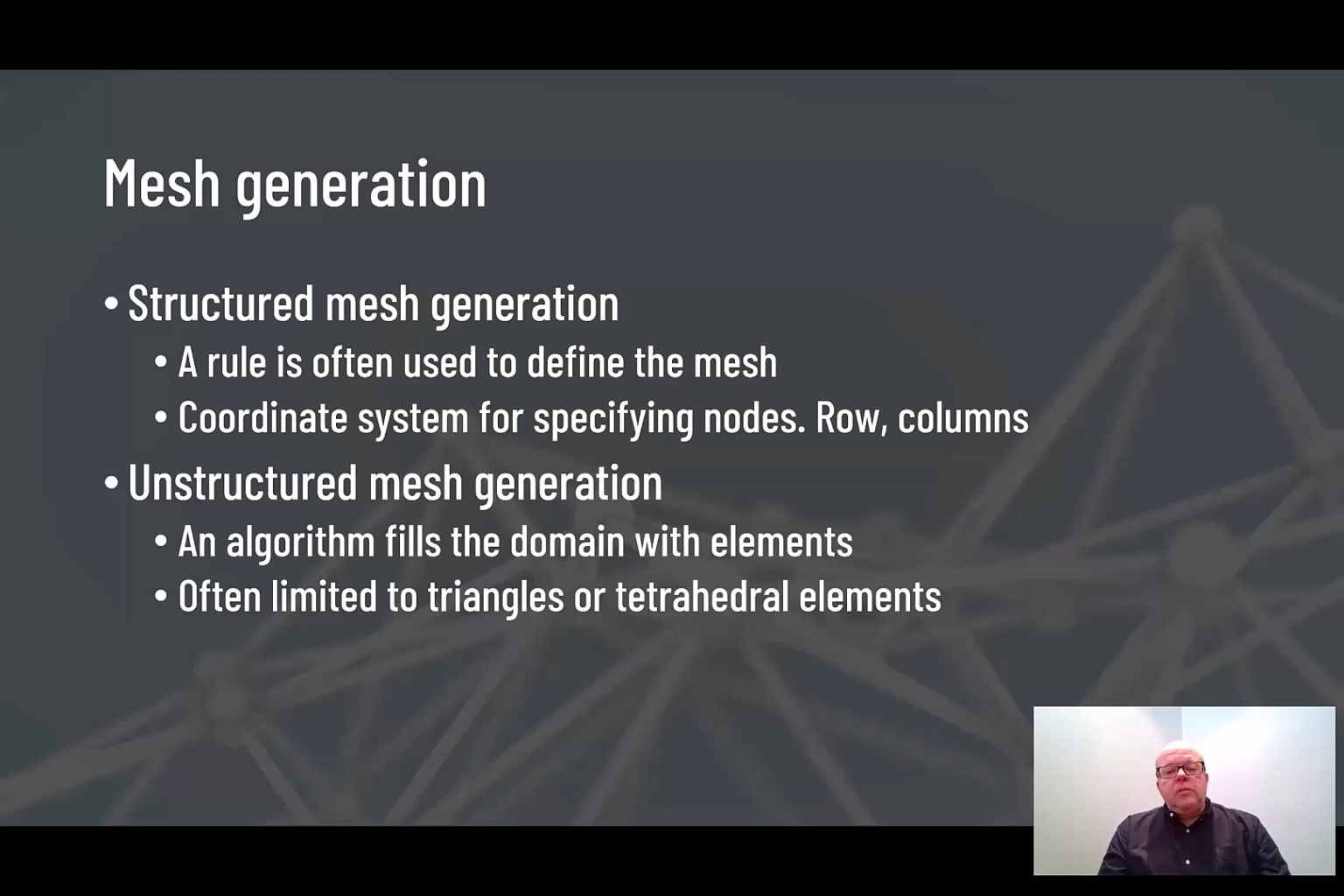The second method of generating meshes is something called unstructured mesh generation. And in that method, you define the geometry, basically what you want to mesh, and then you tell the algorithm to fill the domain with elements. And usually this is limited to triangles or tetrahedral elements. But the basic element for starting the unstructured mesh is usually the triangle or tetrahedral. Then you can combine the elements together to form quadrilateral elements or 4-node elements or 8-node elements.